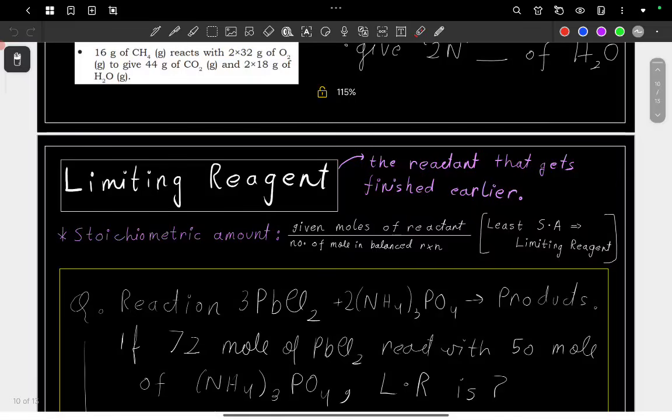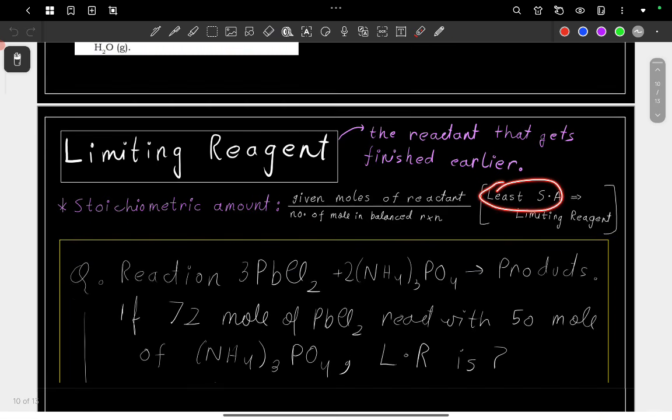So what you have to do is see the given moles of a reactant in the reaction, and divide it by the number of moles in the balanced reaction that you have been given as a point of theory. And the limiting reagent is the reactant that has the least stoichiometric amount.